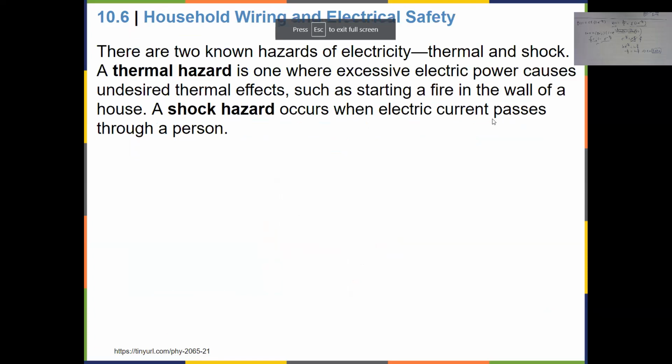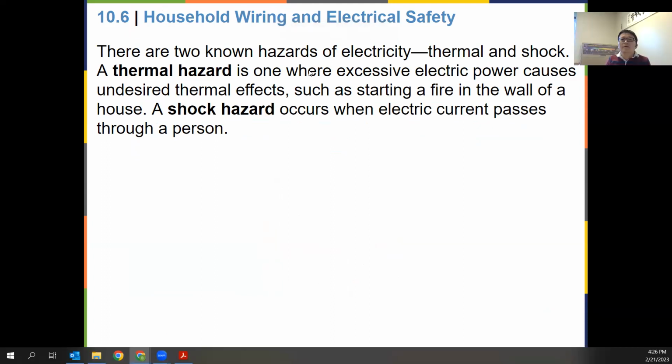Okay. Now quickly on the last section, talk about household wiring and electrical safety. So if electricity is not handled properly, there are two main hazards. One is called thermal hazard, the other one is called shock hazard. Okay, so the thermal one is where excessive electric power causes undesired thermal effects, so then catching fire in the wall of a household. Shock hazard is when the electric current passes through the body of a person, which then has serious consequences.